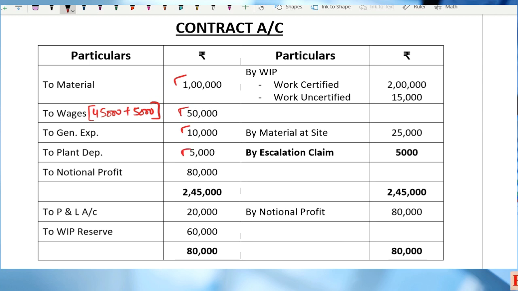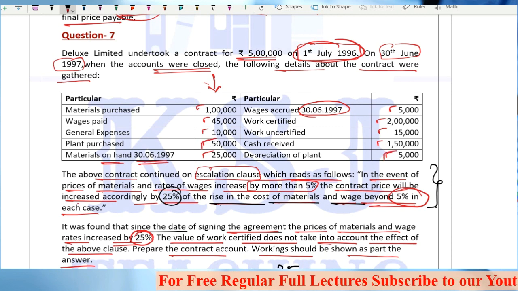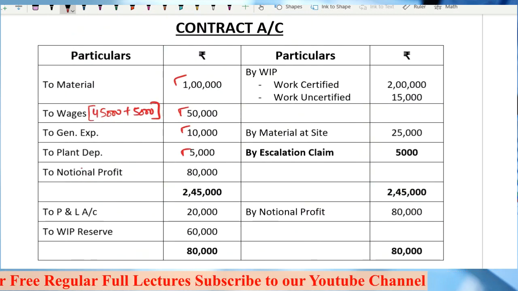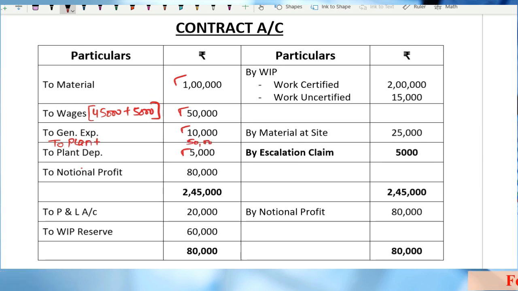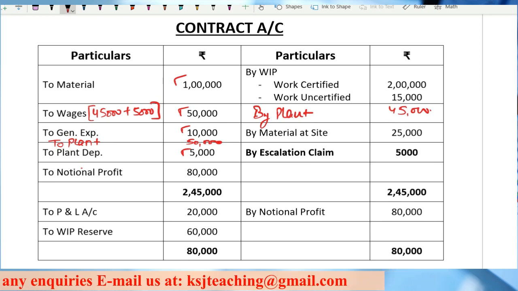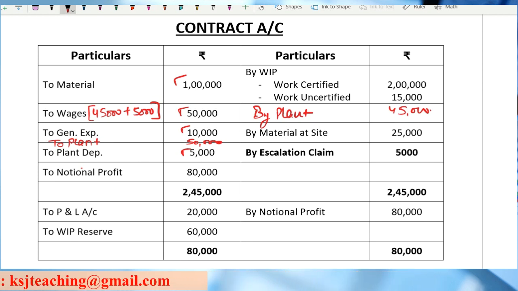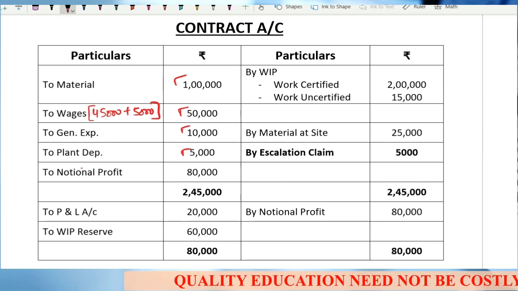The plant depreciation is given in the question. Now listen to the plant depreciation. They have given the original value 50,000 and they have given the depreciation 5,000. So what you can do is, you can either directly write it like this, or alternatively, you can take here to plant 50,000 and here you can take by plant 45,000. So this is another alternative presentation of writing the plant depreciation, or because the question has directly given us the depreciation, we can write it directly also, right? So I've given you the alternative presentation, that how you can alternatively present it. Both ways are correct.